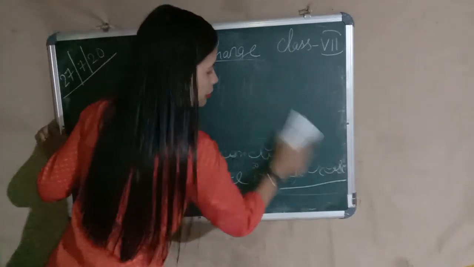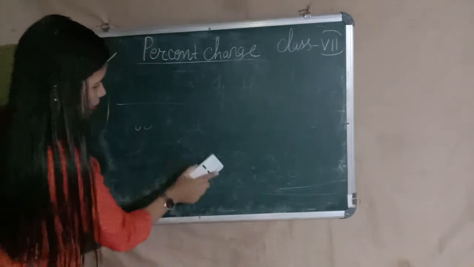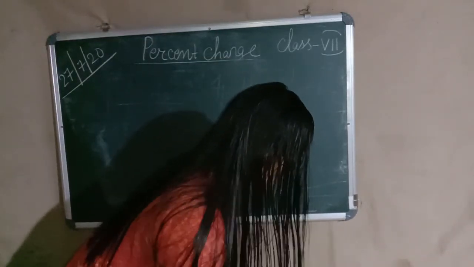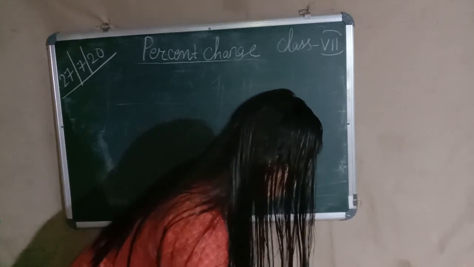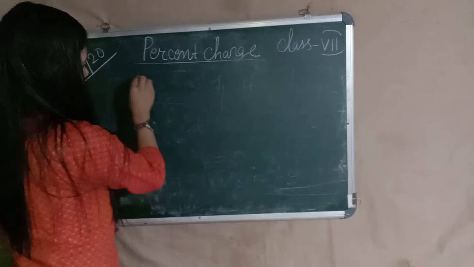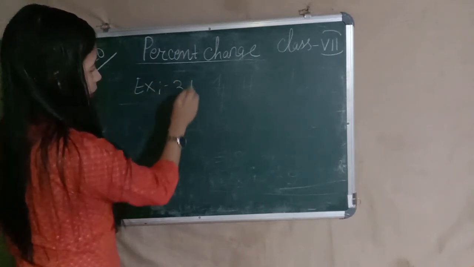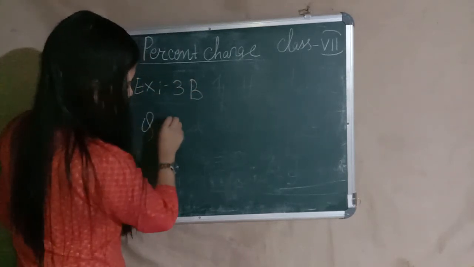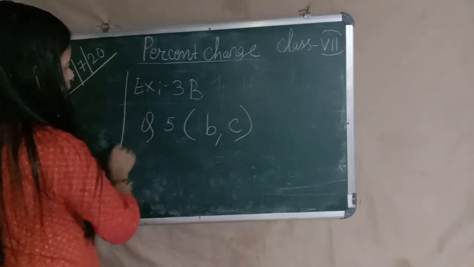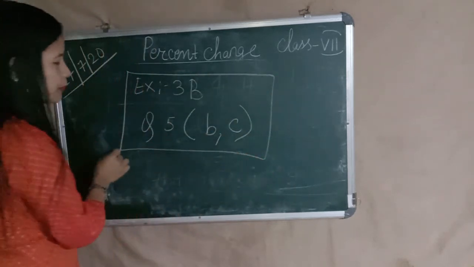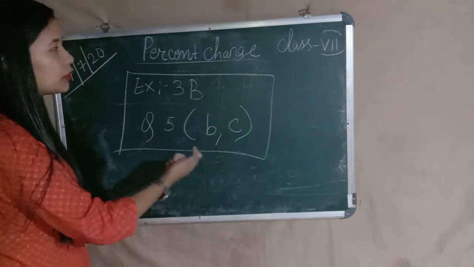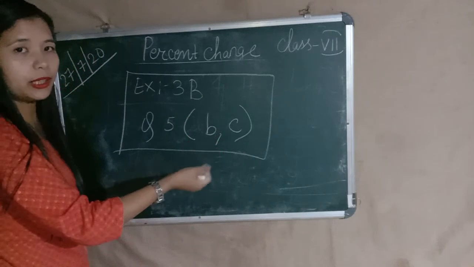With this, I think you should be able to do exercise 3B, question number 5, B and C. Please do this as homework. It is pretty simple. You just need to find the change and then convert that value to percentage. Thank you.